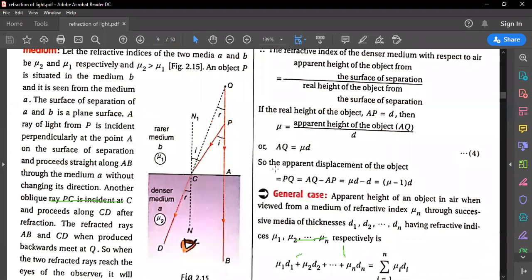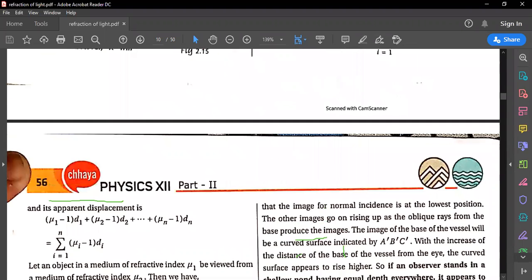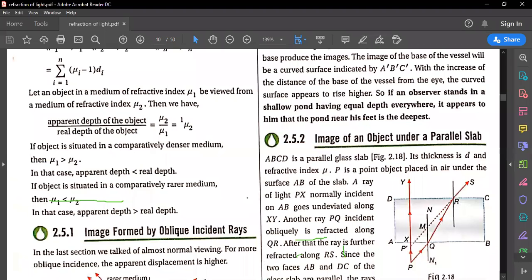So the apparent displacement is now AQ minus AP, which is equal to mu D minus D, which gives you mu minus 1 into D. In the earlier case, it was D into 1 minus 1 by mu. So in the general case, the apparent displacement will be given by mu1 minus 1 into D1 plus mu2 minus 1 into D2, and so on. Everybody understood or not? Yes, sir.